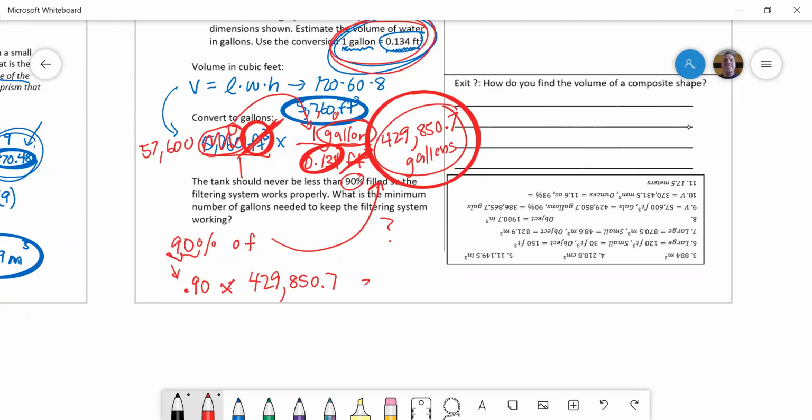And I got 386,865.6 gallons cubed, right?